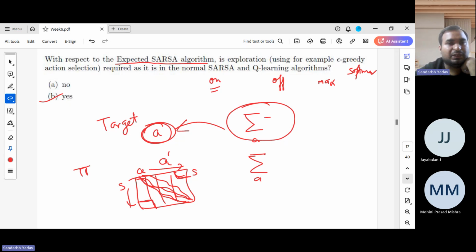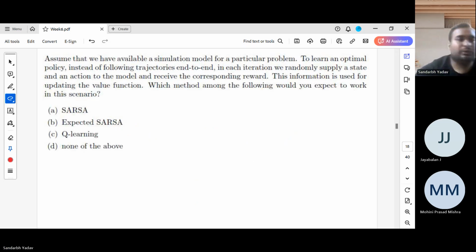Okay, then I'll move to the next question. Here the assumption is we have a simulation model available for a problem. To learn an optimal policy, instead of following trajectories end to end in each iteration, we randomly supply a state and an action to the model and receive the corresponding reward. So what they are giving is S, A, and R.